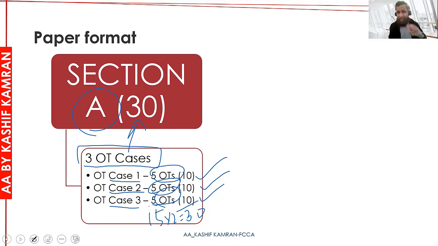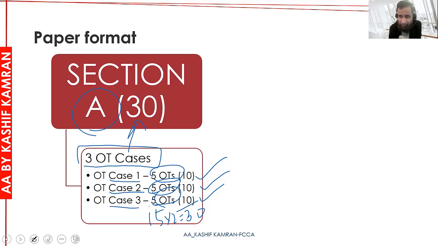So every case study will have 5 OTs, right? You will read a small case study followed by 5 objective type questions. And you need to tick the right answer, A, B, C, D, whichever is the right answer. So how many OT cases do we have? 3 OT cases, right? And every OT case has 5 OT questions, 1, 2, 3, 4, 5. And every OT question will have choices, A, B, C, D, or A, B, C, and you need to pick the right answer, just like multiple choice questions.